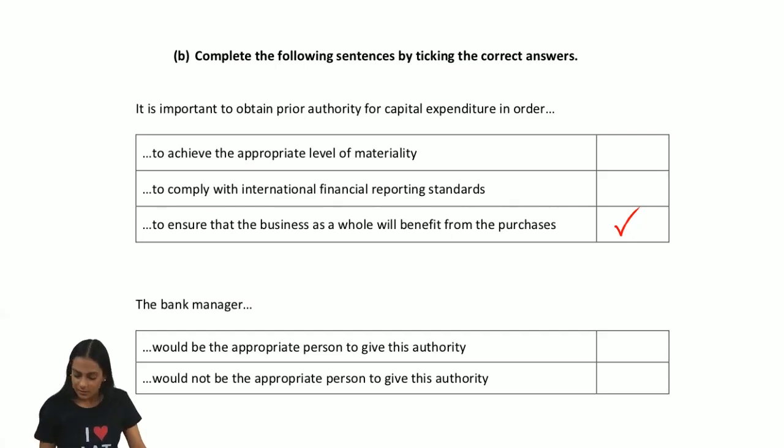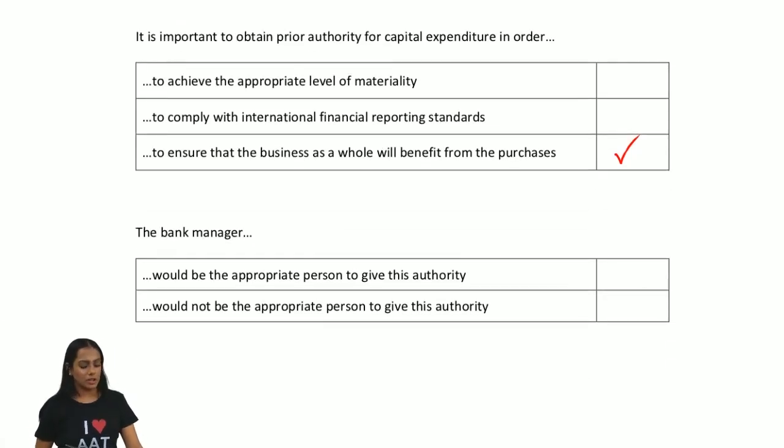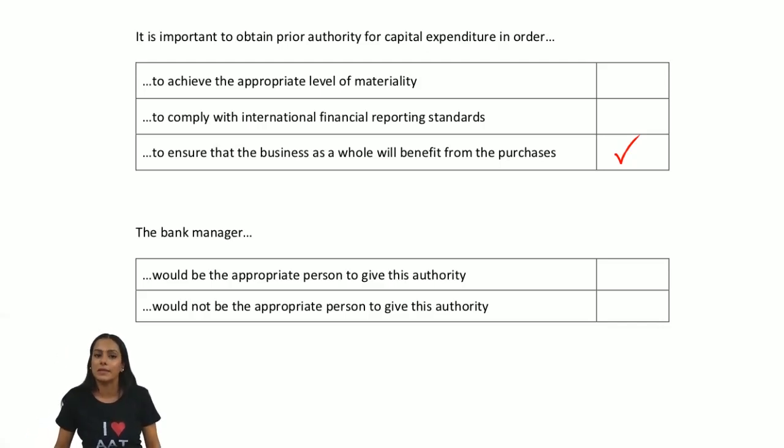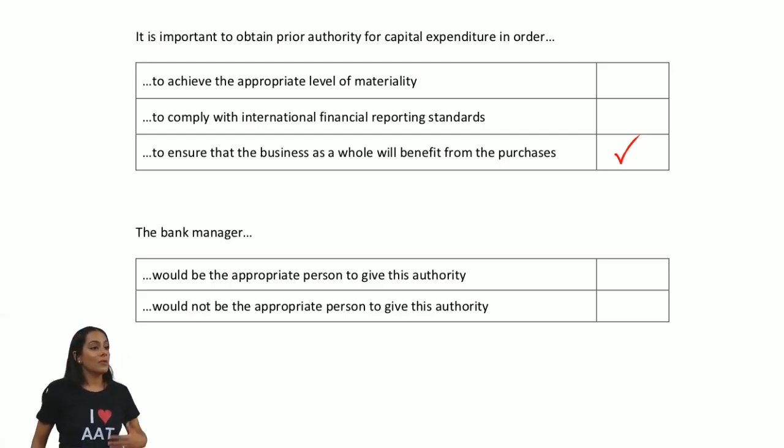The next item we have is the bank manager. The bank manager would be the appropriate person to give this authority, or the bank manager would not be the appropriate person. Well, the bank manager really has nothing to do with deciding which amounts that you're going to be spending on your capital expenses or which assets will gain you the most economic benefits. The bank manager in this situation would not be the appropriate person to give this authority. So there you have these questions answered for 3 marks.